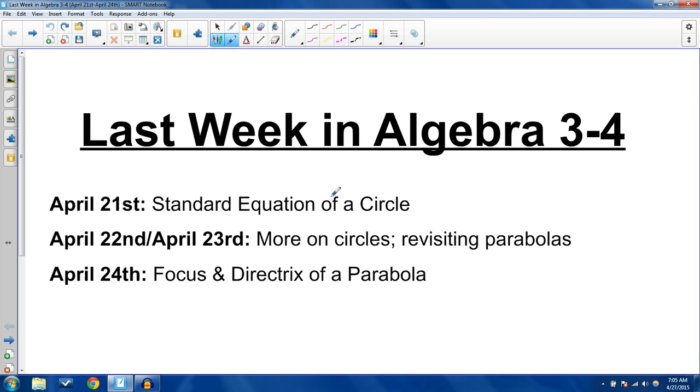We started with the standard equation of a circle. We looked back at completing the square, doing things like that in order to graph a circle. I'll go back to that. Then a little more on circles, making sure you had it all.